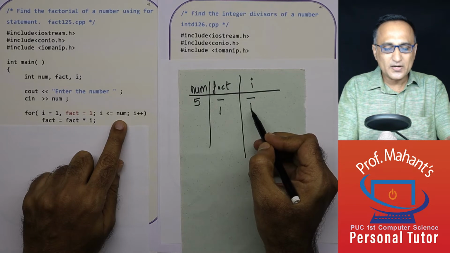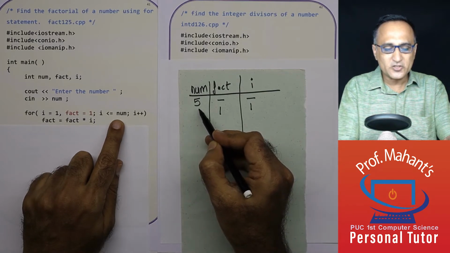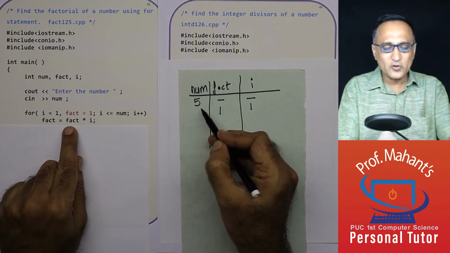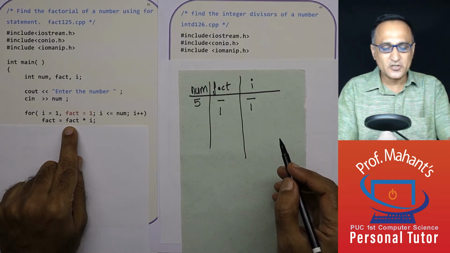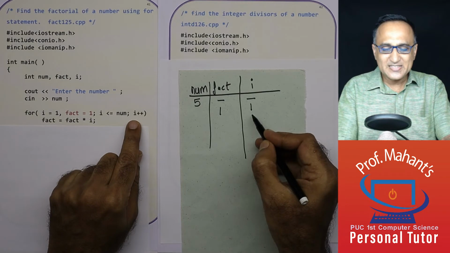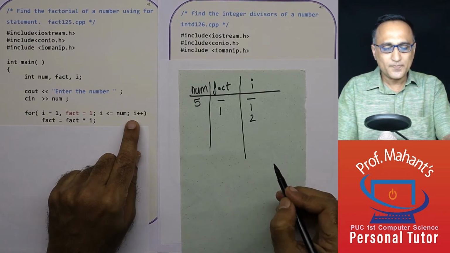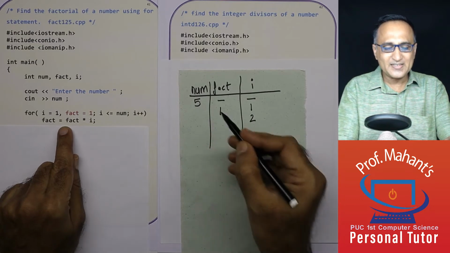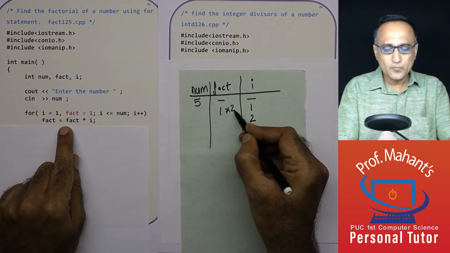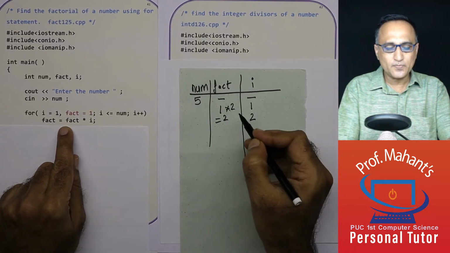So I is 1. 1 is less than or equal to 5. It is true. So fact is fact into I. 1 into 1 is 1. So fact does not change. Then the value of I is increased by 1. It becomes 2. 2 is still less than 5. So now fact is 1 into 2. It ends up becoming 2.